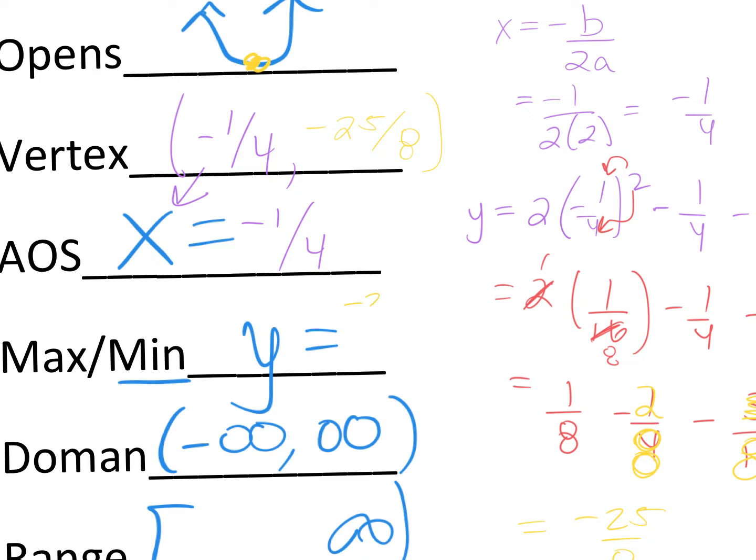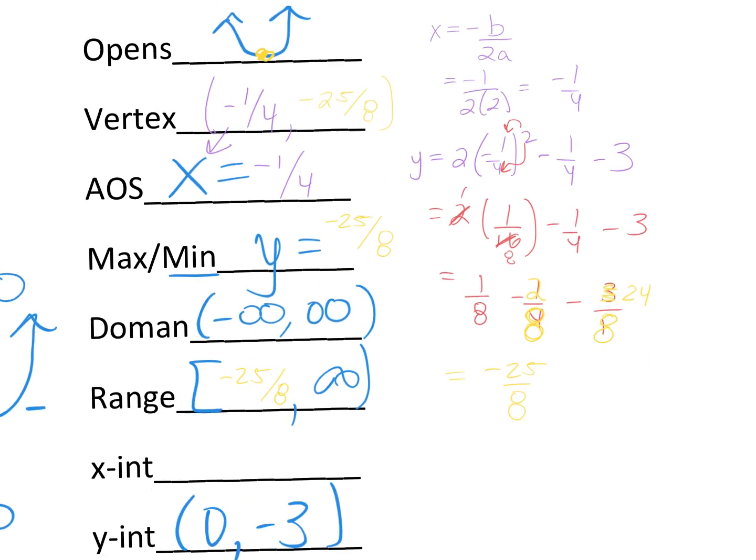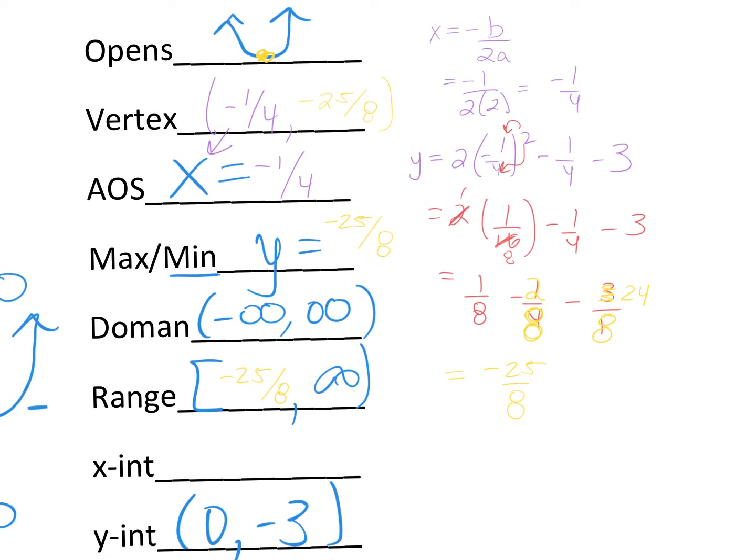Your maximum or minimum, so negative 25 over 8. Where else does that go? At the range. Negative 25 over 8. So once you find the vertex, you found almost everything. The hardest math you had to do there, guys, was honestly add and subtract fractions.